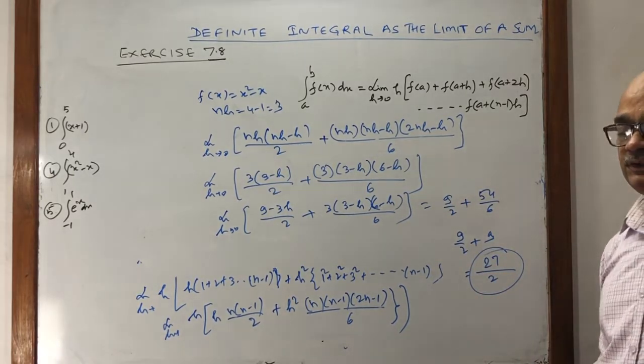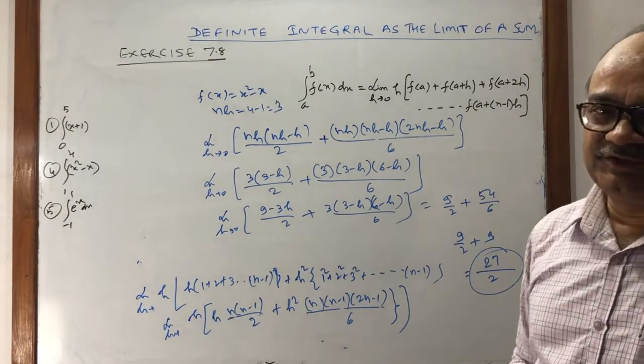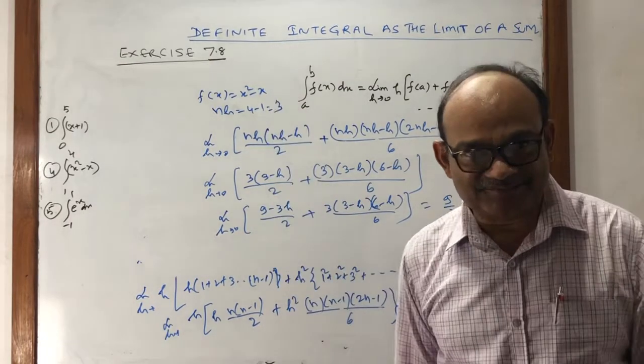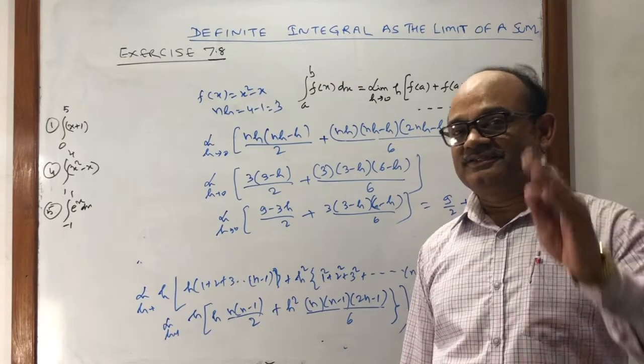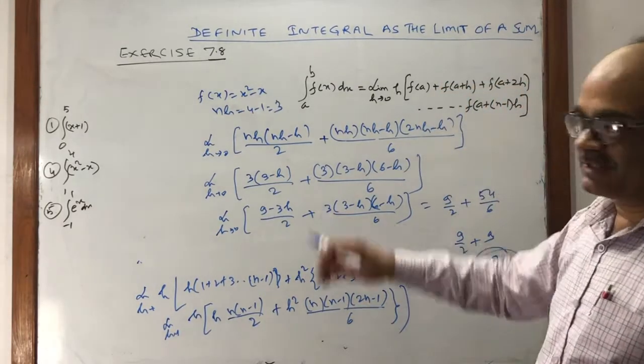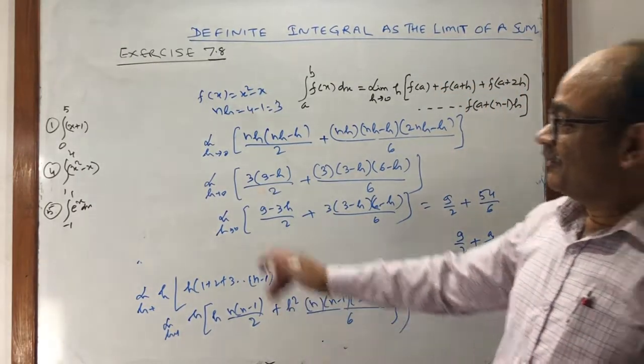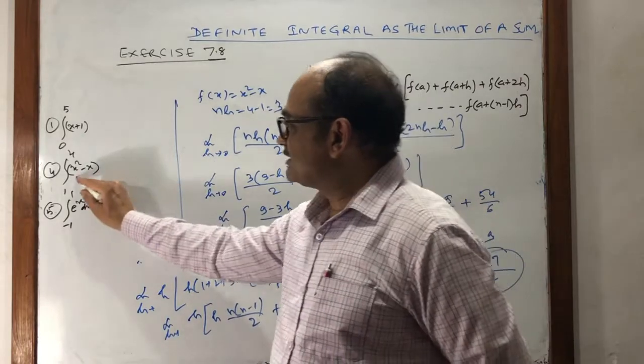But don't be overconfident. Don't think that the answer has come and the work is finished. No. In the rough column, you have to check your answer whether it is correct or not. Rough column means x square minus x.